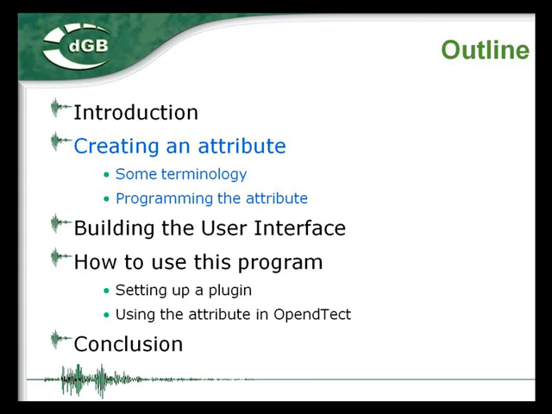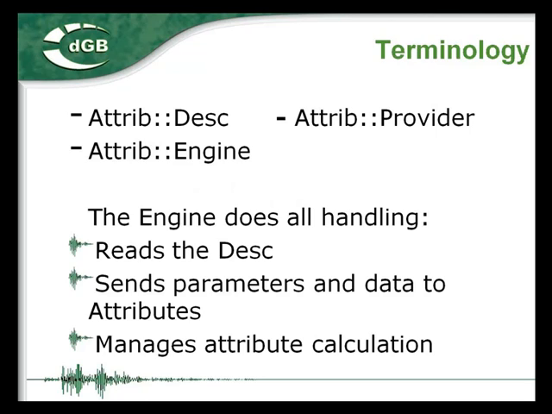So let's go a little bit deeper into the subject and start with the attribute creation. Well, first of all, as promised, some terminology that you will see all over the place when we start programming. First of all, you will see "attribute desc". In fact, this is the attribute description. What we mean by that is the description holds the number and type of all the attribute parameters, the number and type of the inputs, and again, the number and type of the outputs.